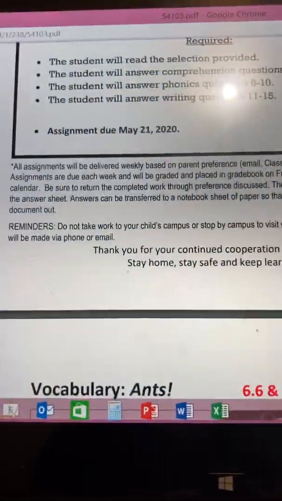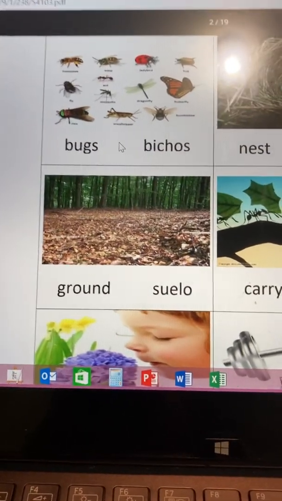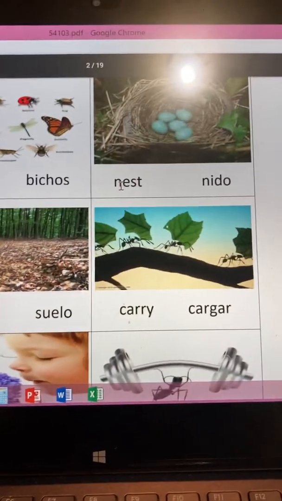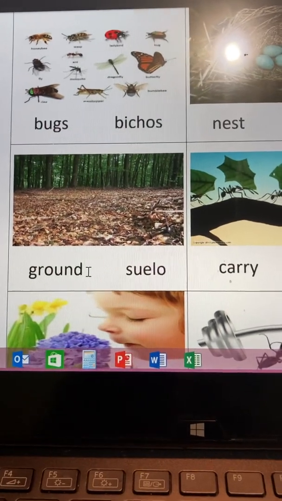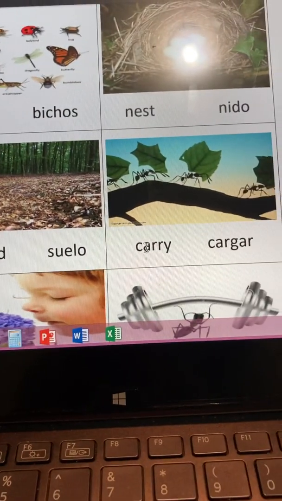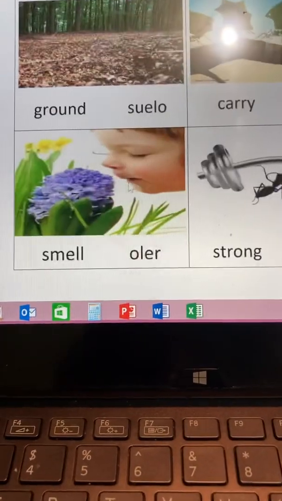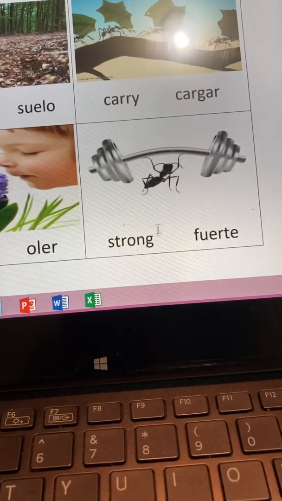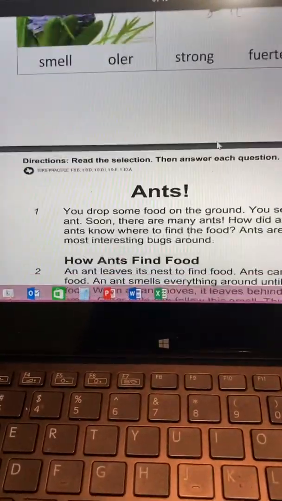Okay, so when we go down to the story, here's the vocabulary first. And your vocabulary is bugs, nest, ground, carry. You see the ants carrying some leaves. Smell. And strong. Look how strong that ant is. Okay, so those are your vocabulary words for the week for this story.